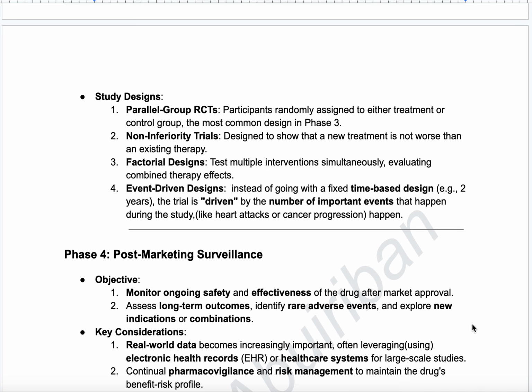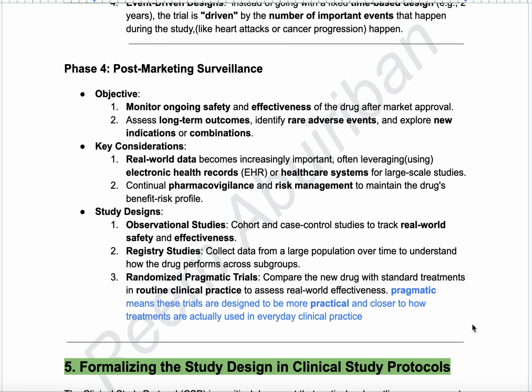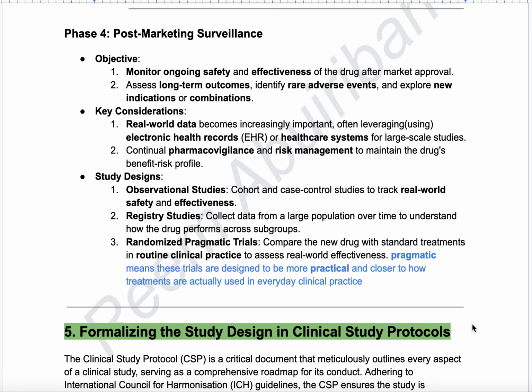And phase 4, which is known as post-marketing surveillance. The objective is to monitor ongoing safety and effectiveness of a drug after market approval, assess long-term outcomes, identify rare adverse effects or events, and explore new indications or combinations, because it's for the market, so we can observe more data.